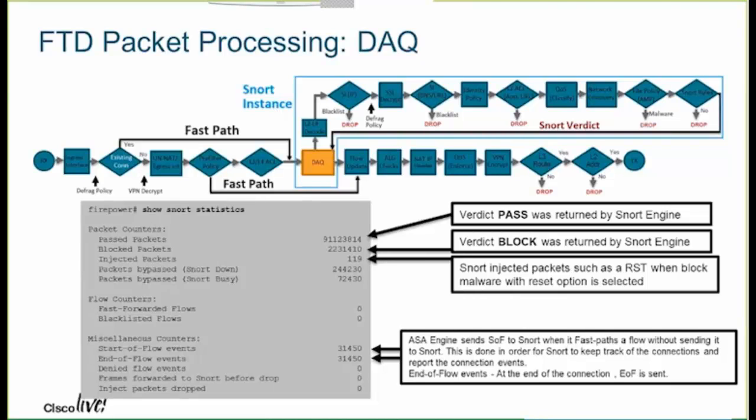And start of flow is basically connection creation, and end of flow events are when that connection gets torn down, we indicate to Snort that the connection is down.